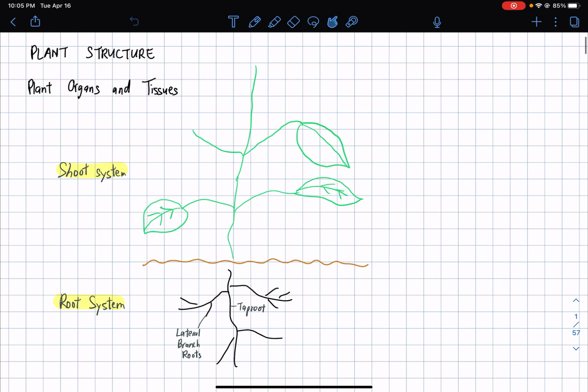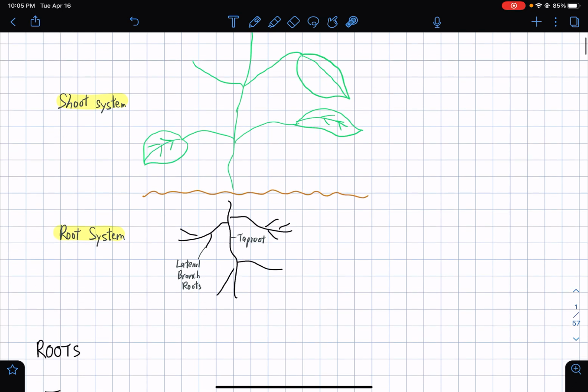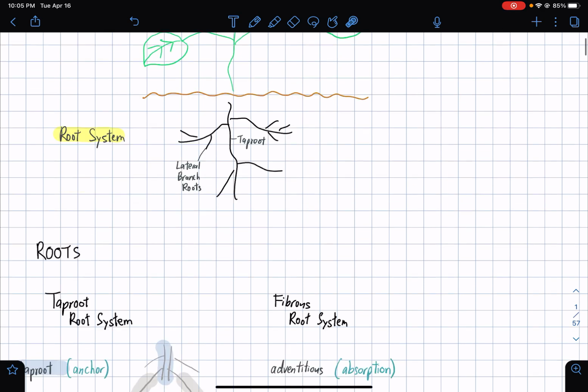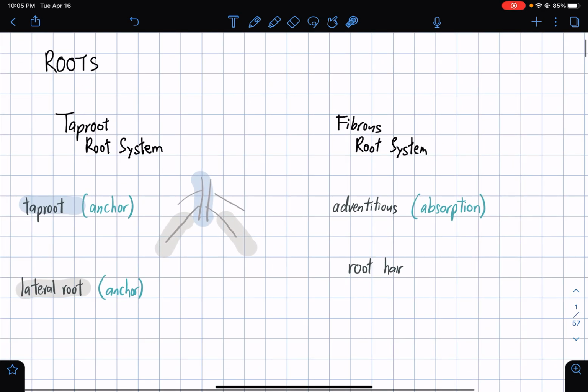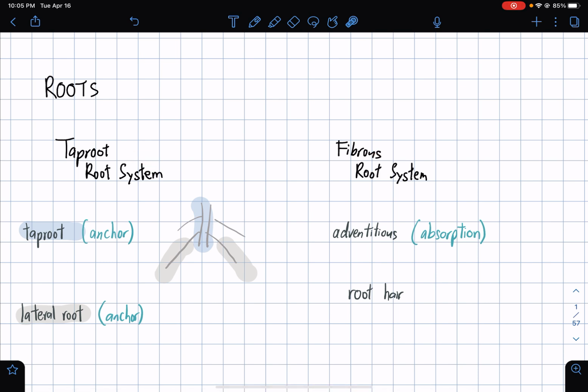So okay, plant structure. We have this region described as the shoot system. This is the root system. It's basically everything of a plant that's underneath the surface of the soil. So you have a taproot and lateral branch roots. For the root, there are two types: taproot root system and fibrous root system. Taproot is associated with anchor and lateral root. For fibrous, we have adventitious and root hair.